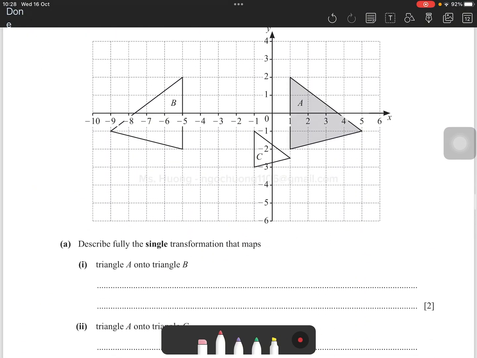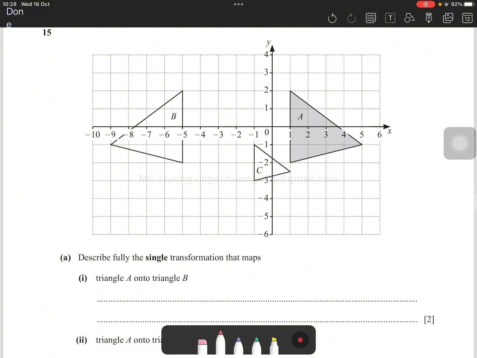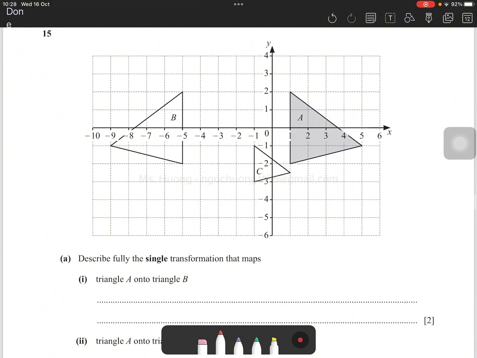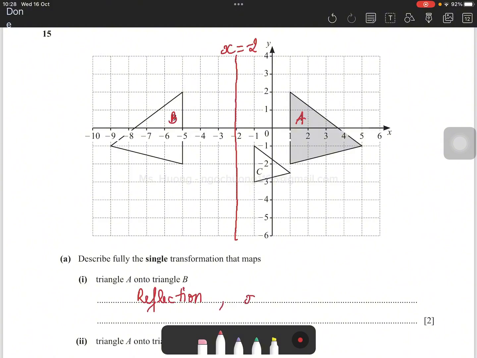Question 15 A. Describe fully the single transformation that maps A onto B. This is triangle A, and this is triangle B. And we see that the transformation from A to B should be a reflection. And this is the mirror line. This mirror line is x equals -2. So we say that the answer is a reflection in the line x equals -2.